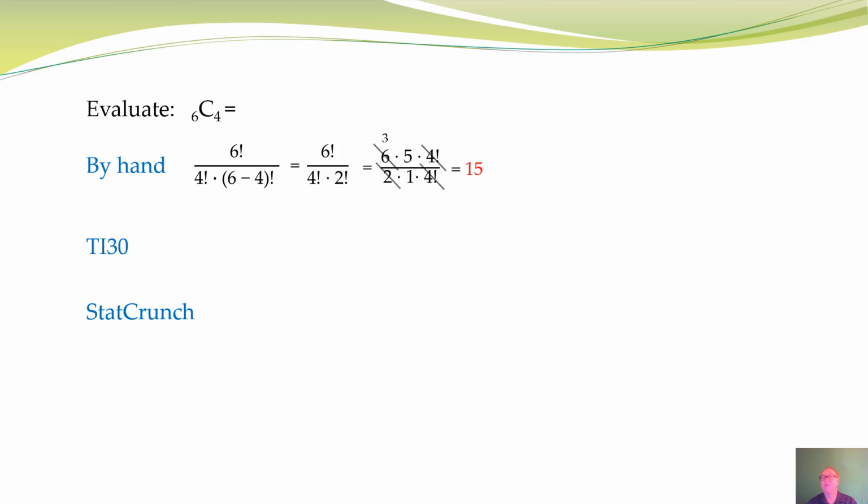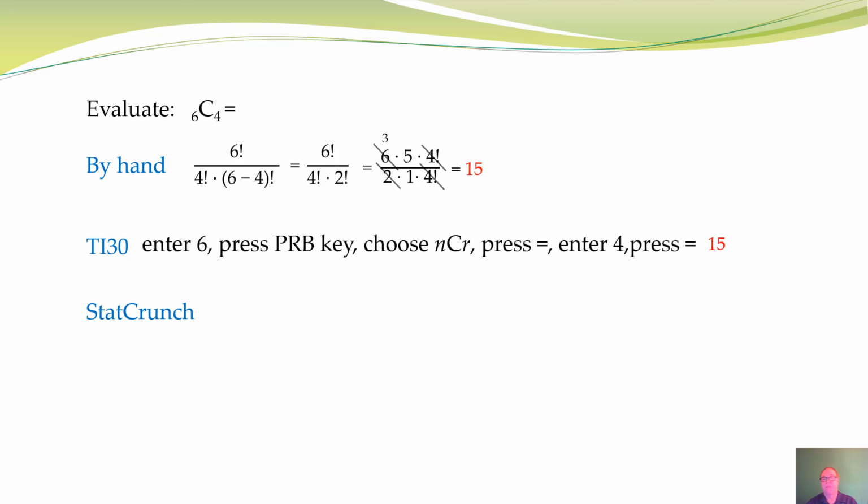Working this one by hand was not very difficult. No need for a calculator. Now, if you're going to use the TI-30, you're going to enter 6, press the PRB key. Remember, second row down, second one in. Choose nCr, press equals, enter the 4, press equals, and then you will get your answer of 15.